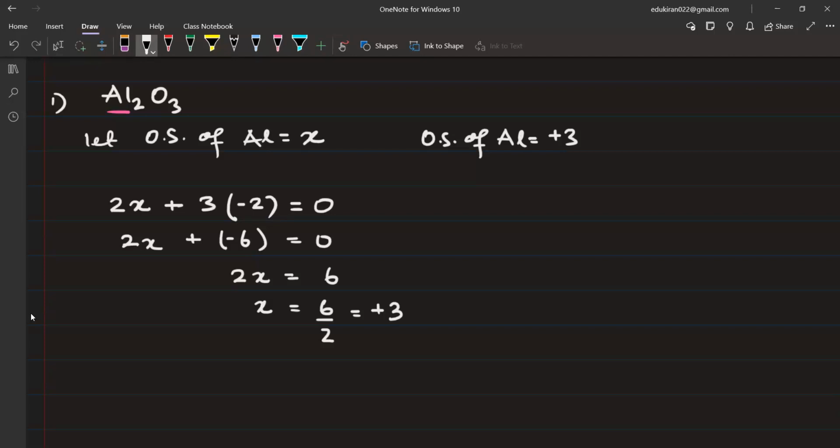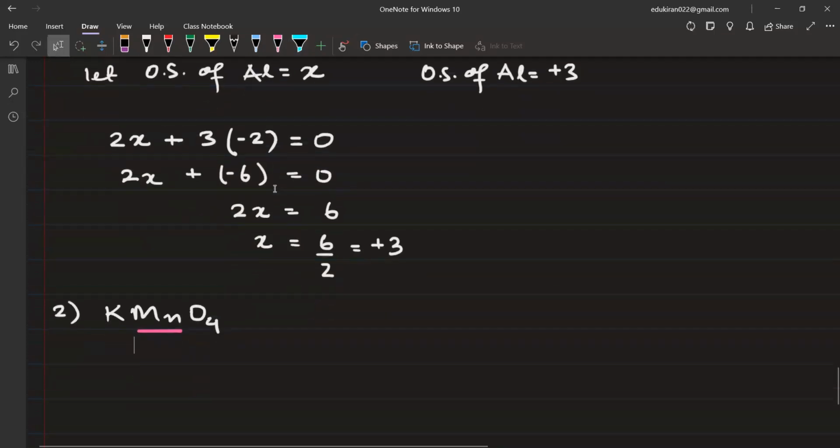See the next one. A little more complicated: KMnO4. And here they have underlined manganese, Mn. Okay, has everyone written it? Has everyone written Al2O3?